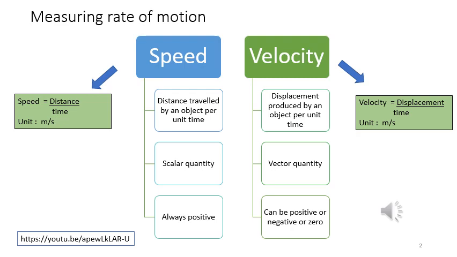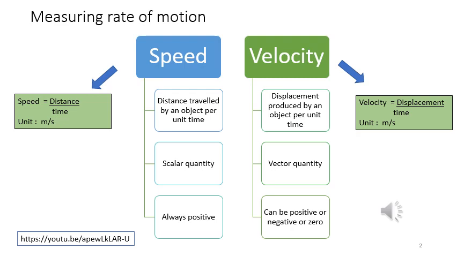So one way to find out the rate of motion of an object is to find out the distance traveled by an object. This quantity is referred to as speed, where speed is distance covered in a specific time, in the given time. If you remember, distance is the actual path covered by an object, which is a scalar quantity, only magnitude, no direction. Speed is also a scalar quantity.